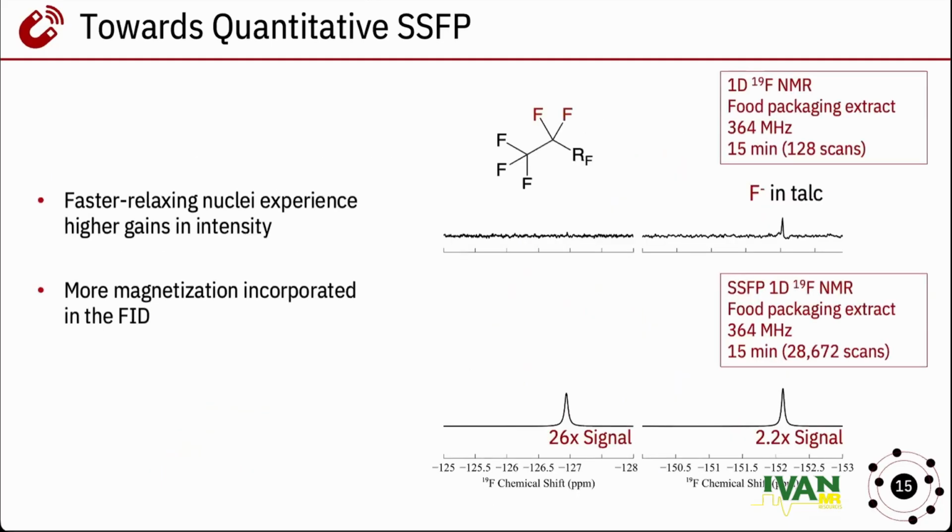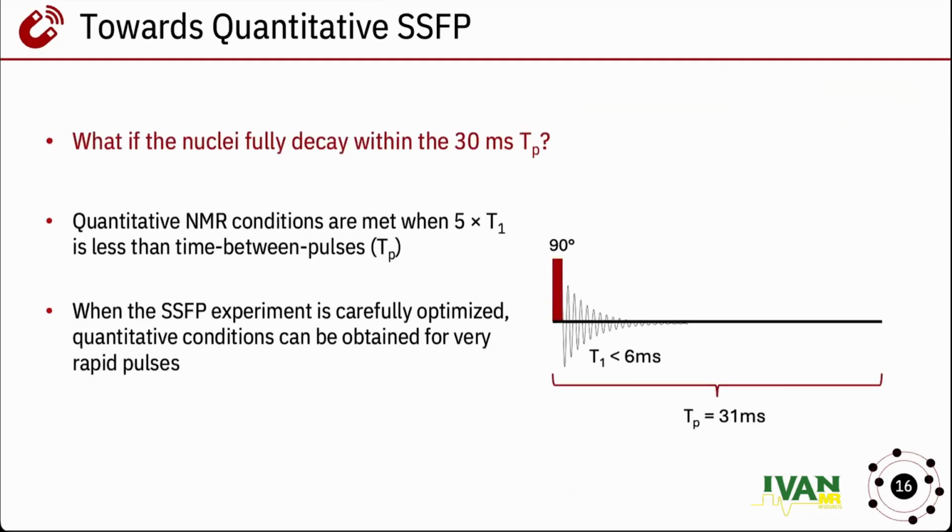And this really is highlighted when you look at larger molecules that relax very quickly versus very small fluoride ions that take a long time to relax. You get a correspondingly much greater increase in signal to noise in those nuclei that relax more quickly. And this is something that we showed in the paper as well. And it's simply because as they relax more quickly, you're incorporating more of that decay, more of that magnetization as part of the signal.